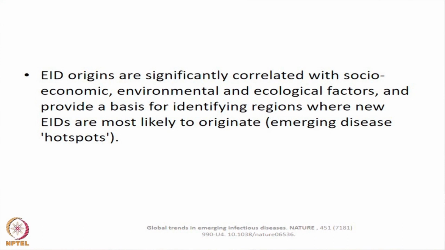Swine flu, we had two major epidemics in 2009-10 as well as in 2015. Avian flu now has been declared in some parts of Maharashtra. So these are certain emerging infectious diseases, and they are significantly correlated with socio-economic, environmental and ecological factors.